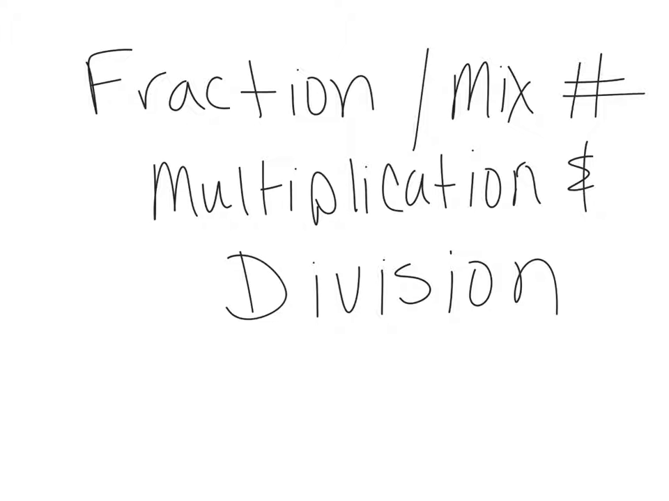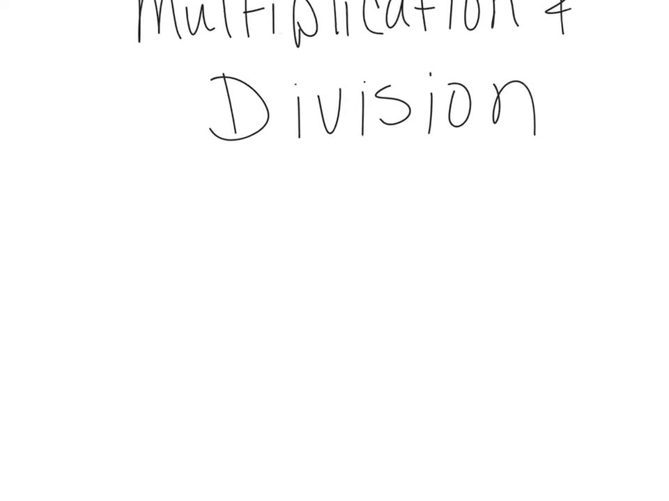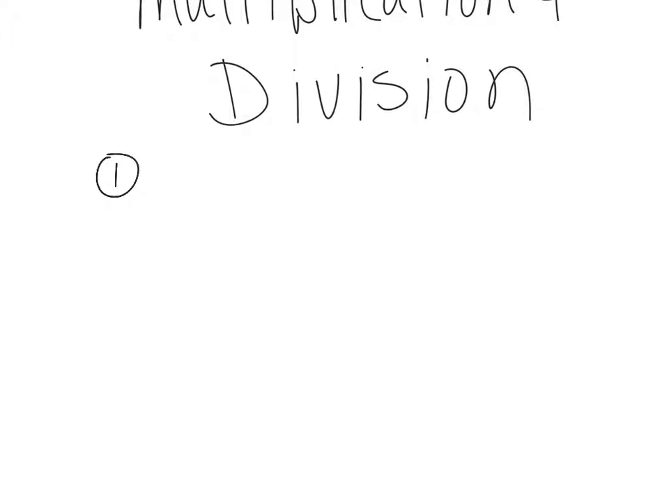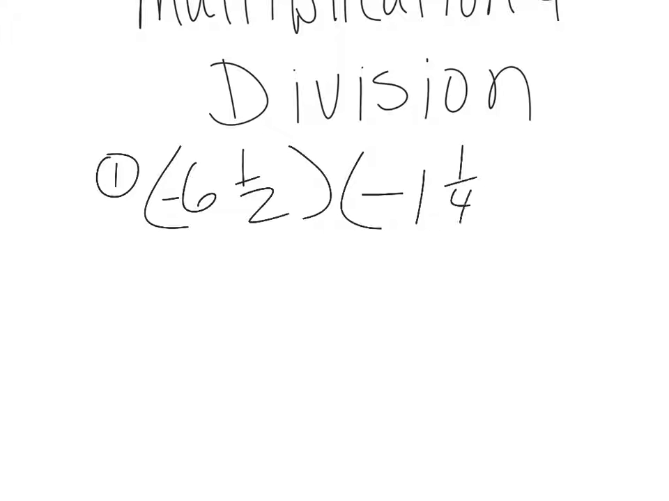So I'm going to work one example of multiplying and one example of dividing for you, and then give you the rest of the time to practice today. So example number 1, we are going to multiply first. We are going to multiply two mixed numbers: negative 6½ times negative 1 1/4.